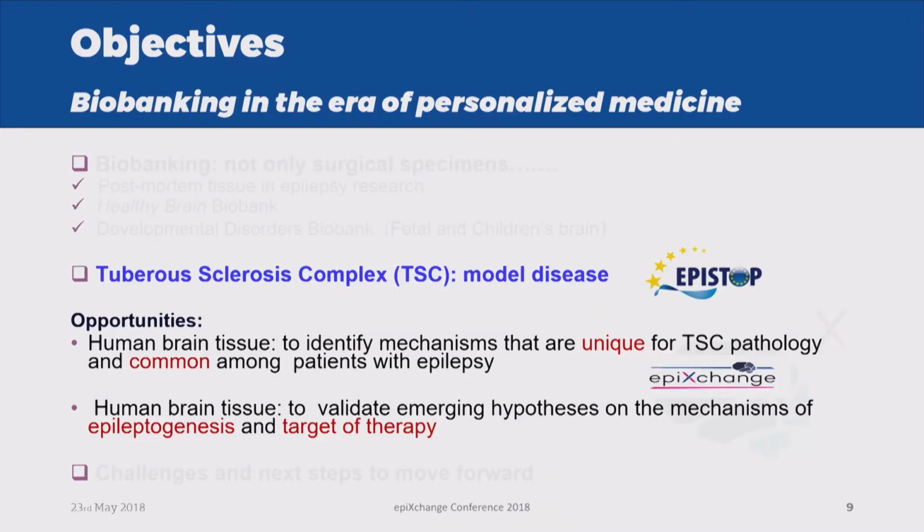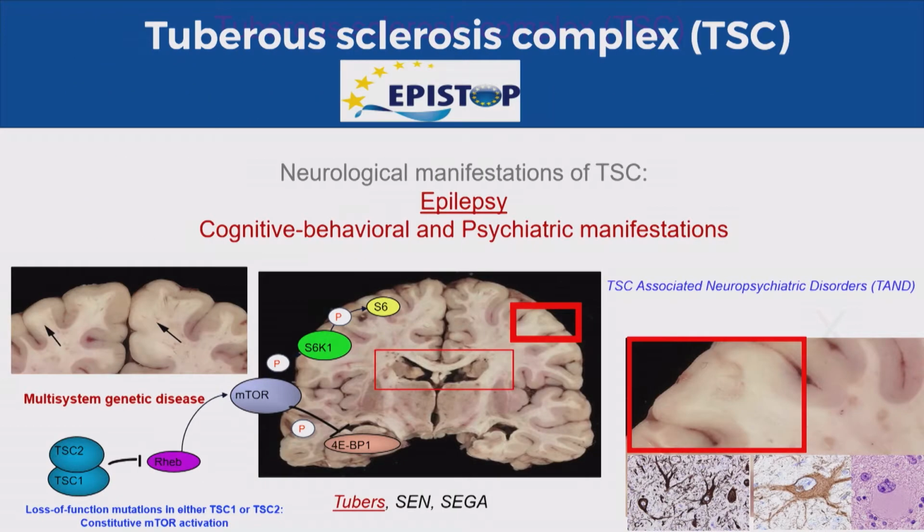Tuberous sclerosis complex as a model disease. We just heard a lot about this genetic disease, due to a mutation of these genes, which causes a deregulation of mTOR, a pathway that is important during development. So it's not a surprise that patients with TSC have brain lesions, because there is an alteration of corticogenesis.